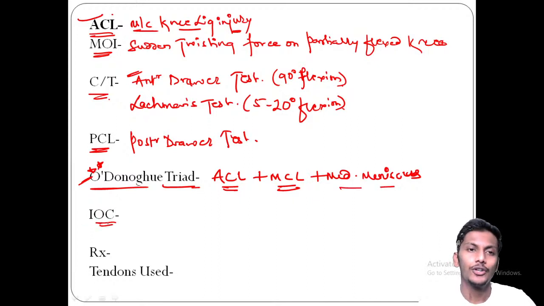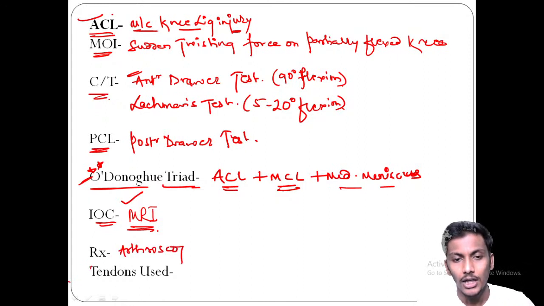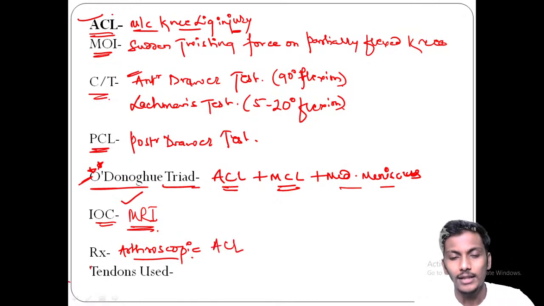What is the investigation of choice for these ligament injuries in the knee? The investigation of choice for these ligament injuries is your MRI. Usually for any neural tissue, for any ligaments, the preferred investigation is your MRI. So please remember, the investigation of choice for any of the soft tissue or ligament injuries would be MRI. What is the treatment in cases of ACL injuries? The treatment would be arthroscopic ACL reconstruction. We put a scope, that is a camera, inside the joint, and with the help of that camera we repair this ACL, your anterior cruciate ligament.